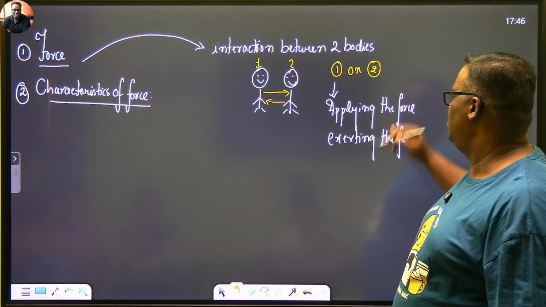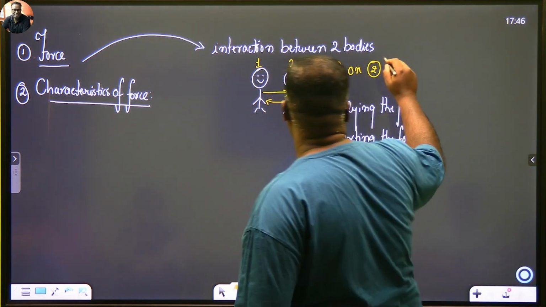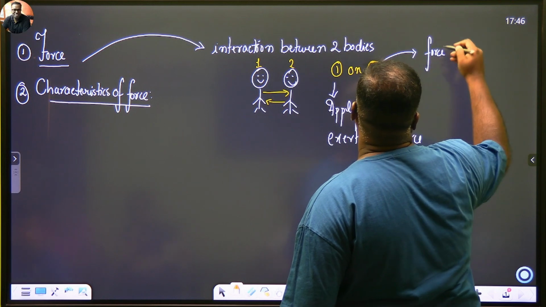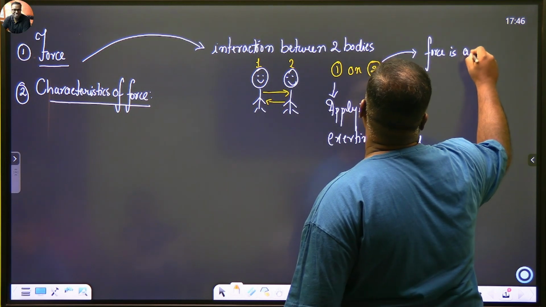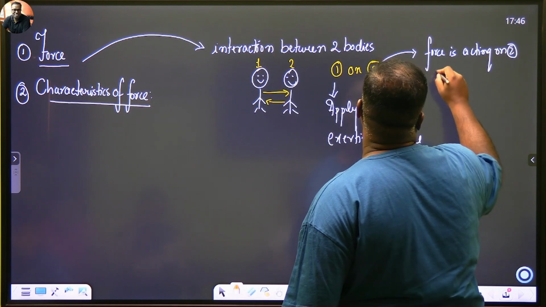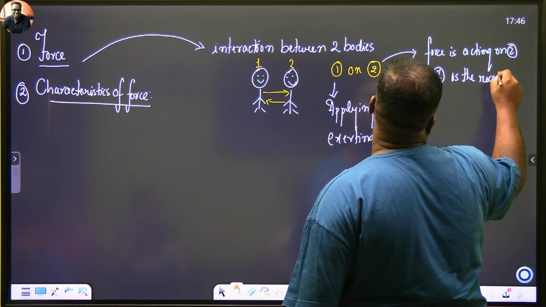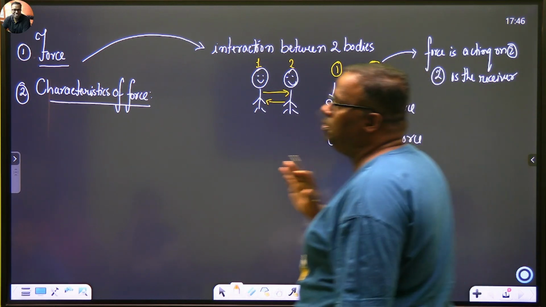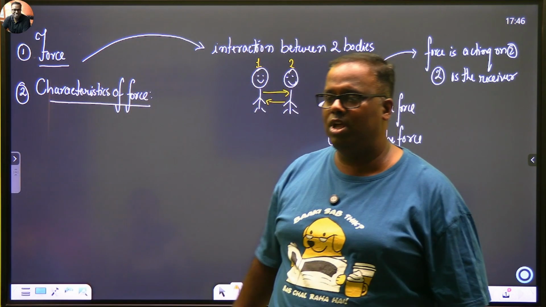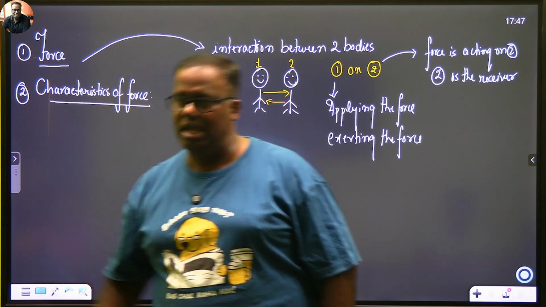So this one is applying the force, or exerting the force. And if you look at two, what is two? The force is acting on two, or we can say two is the receiver, right? So somebody has to apply a force and somebody receives the force. So for example, when you open a door, what happens? You are exerting the force on the door, so you are the applicant and the door is the receiver.